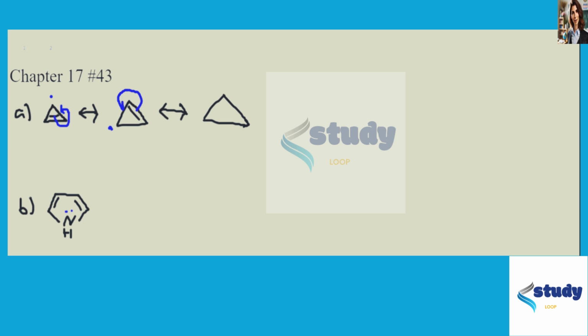And then we can just move the double bond like that. That's going to put our radical there and our double bond here. Okay, and so that's it for A. So B is pyrrole. And so this is actually going to be like two different sets.